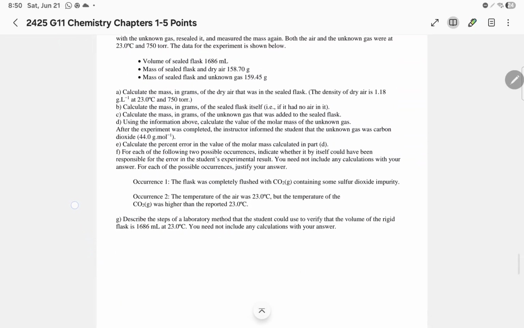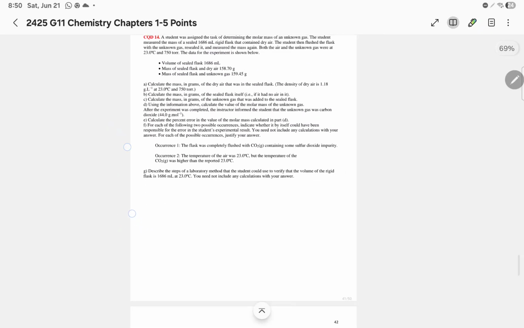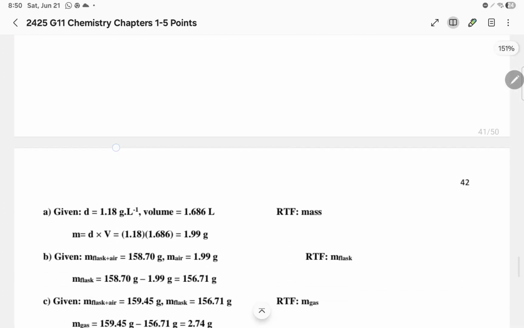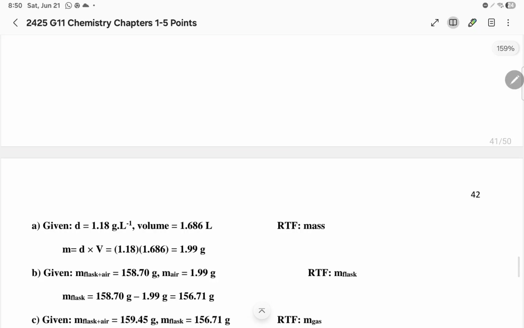Calculate the mass in grams of the dry air that was in the sealed flask, and the density of the dry air is this. So we know that PM, why do we need PM? We don't need PM. Mass equals density times volume, which we were given both in the question. This was our mass, this was our density, and this was our volume. That's it. Very simple so far.